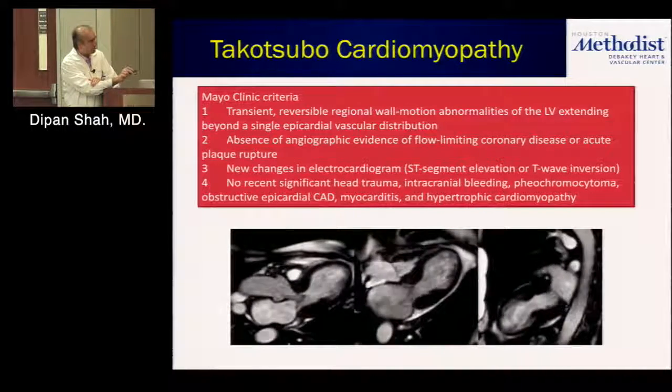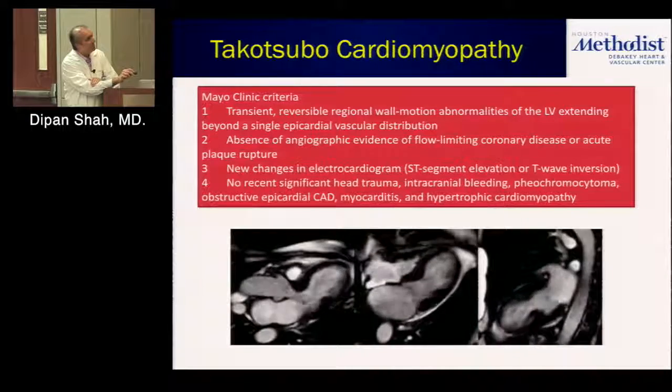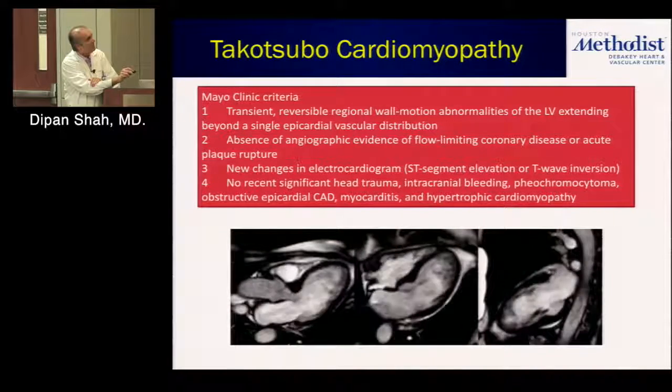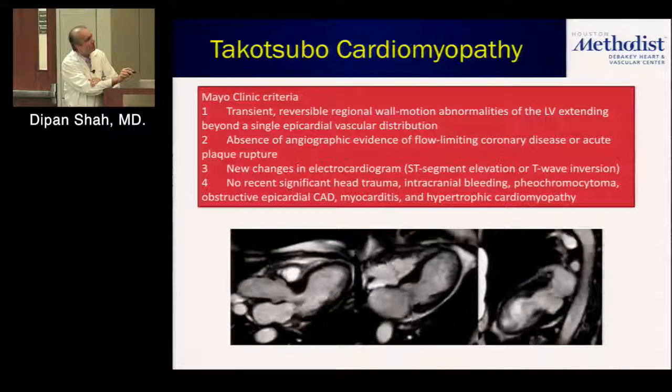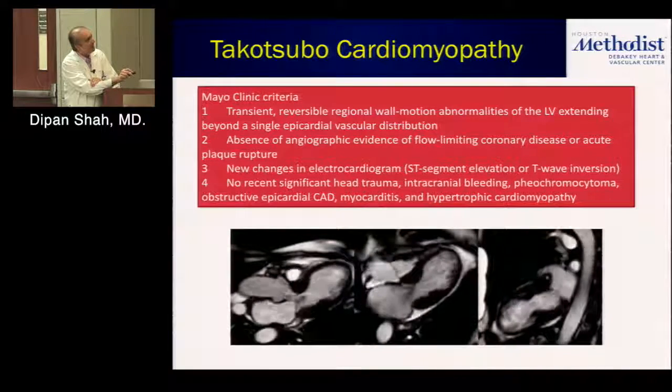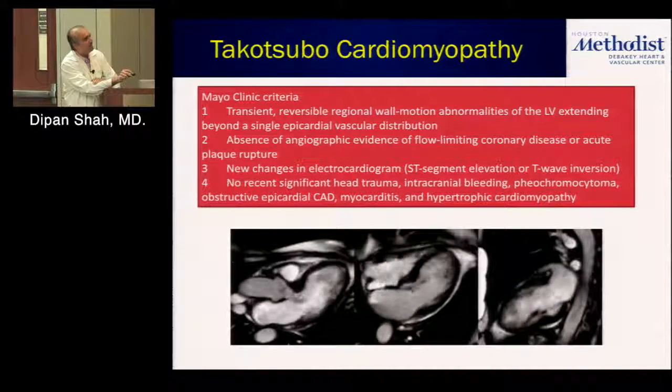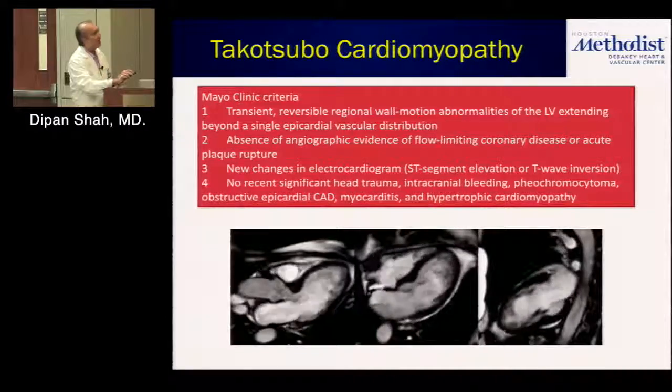And again, we can look at these Mayo Clinic criteria for defining Takotsubo's, which is basically transient, reversible, regional wall motion abnormalities of the LV, extending beyond that of a single epicardial vascular distribution, the absence of angiographic evidence of flow-limiting coronary disease, new changes on EKG, and then you have to make sure that you exclude other things that could cause this, such as significant head trauma, intracranial bleeding, pheochromocytoma, coronary disease, myocarditis, or HOCM.